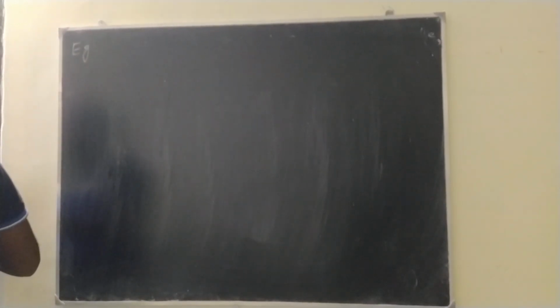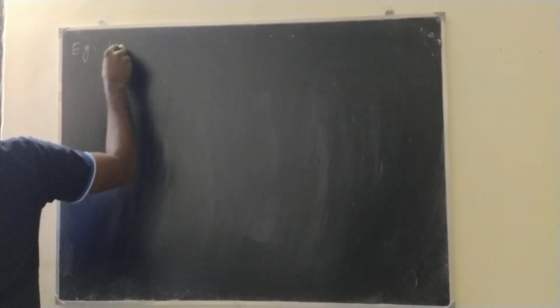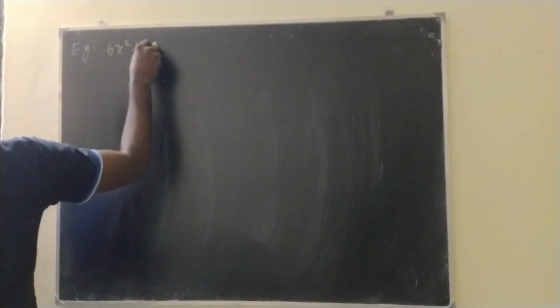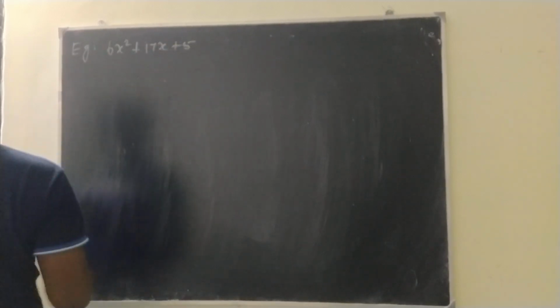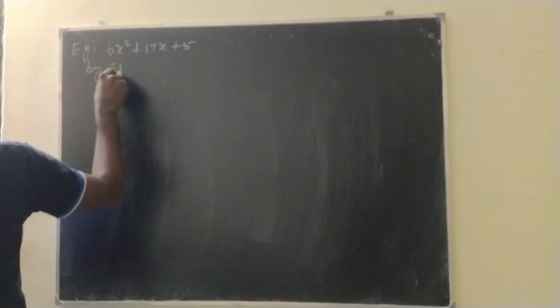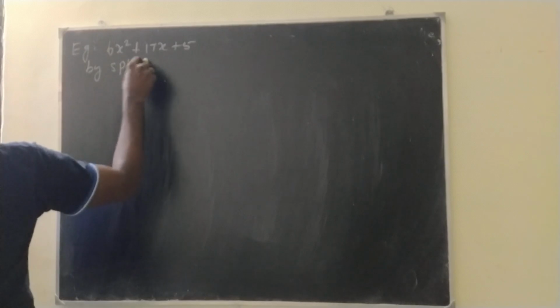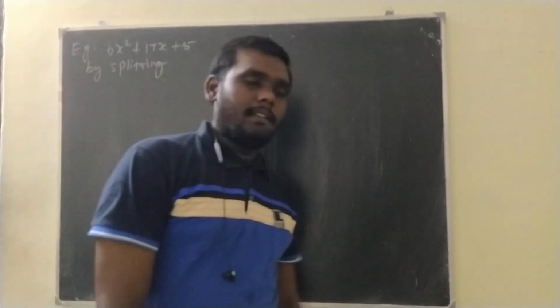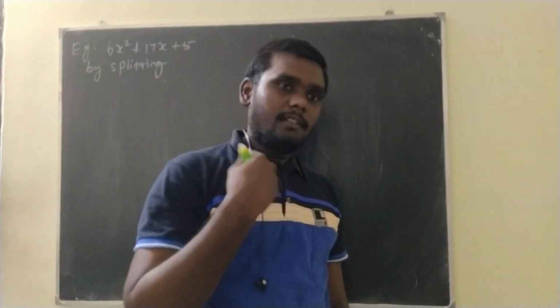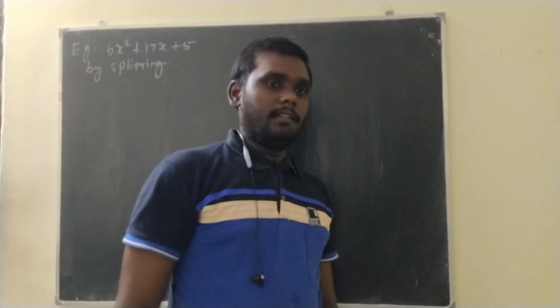Factorize 6x square plus 17x plus 5 by splitting the middle term. If the method is not mentioned, we can use any method. Suppose if the method is mentioned, we should use that method only.